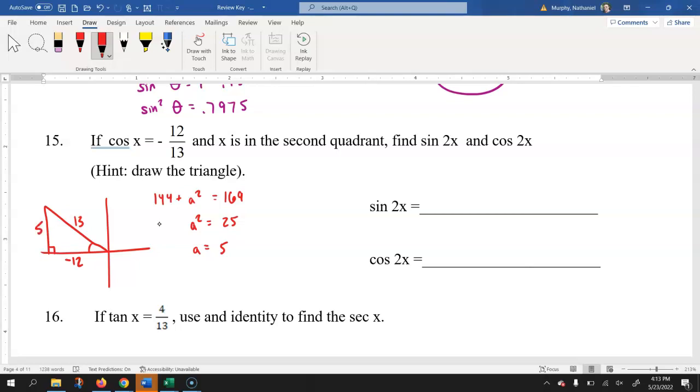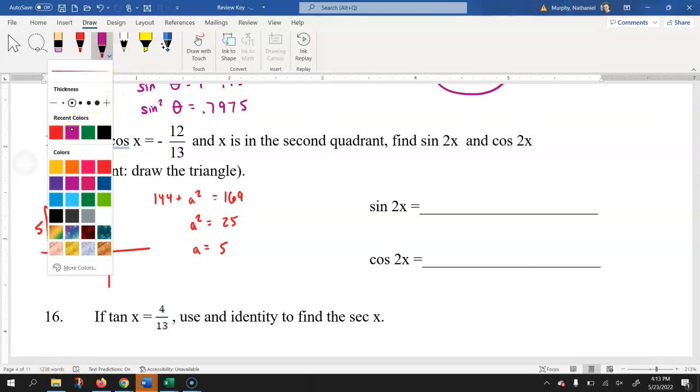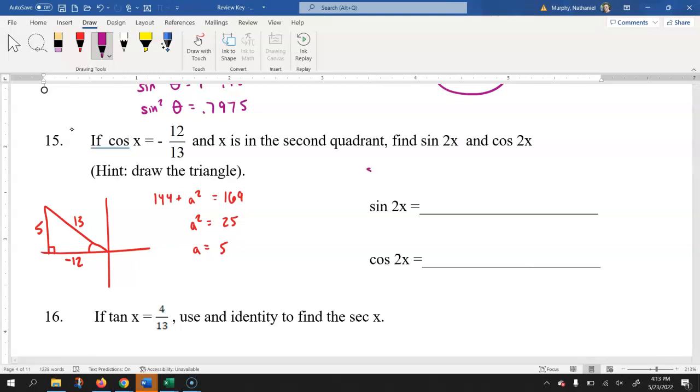So now we have everything we need to find the sine of 2x and the cosine of 2x. So now the sine of 2x, remember our properties, our formulas for the double angle theorem. Sine of 2x means that we take 2 times the sine of x times the cosine of x. So we know the sine of x is going to be, again, the opposite over the hypotenuse. So the opposite of the angle is 5, and the hypotenuse is 13. The cosine of x, that's the one they gave us, is negative 12/13.